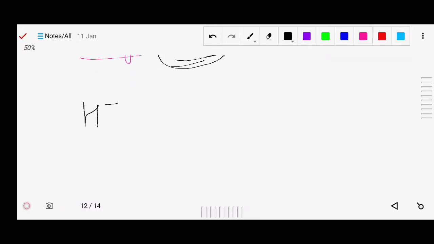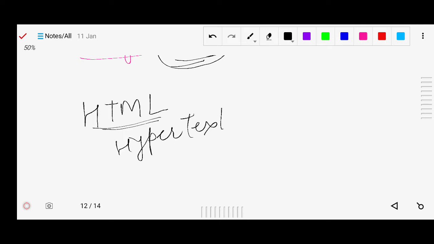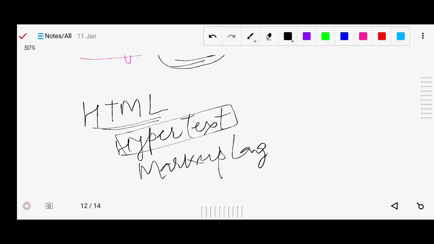So actually, what is HTML? HTML is Hypertext Markup Language. It is made of two parts: hypertext, and next is markup language. So hypertext, in a general way, you can understand it as text. You can just understand it is a text.